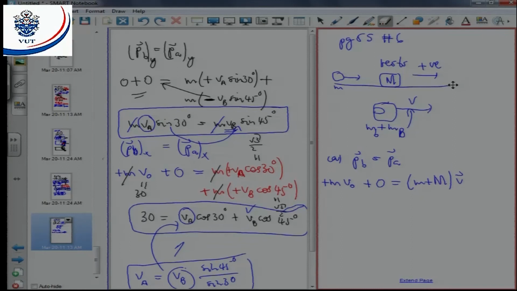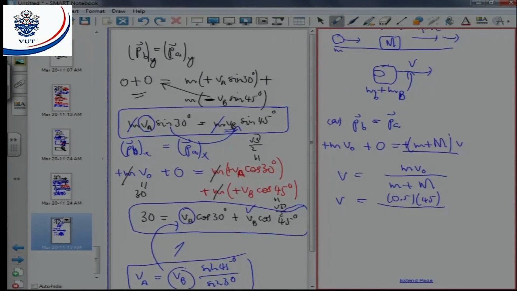Just a reminder that afterwards they move in the same direction as the block, so this is just plus, and I don't need the arrow. So what we find is v is, I need to divide by m plus M, so v equals m v0 all over m plus M. If we substitute, remember m is a half, v0 is 45, and m plus M, big M is 10, so a half plus 10.